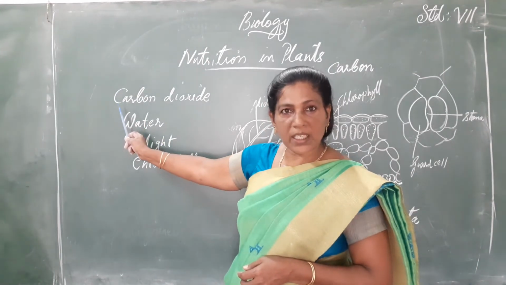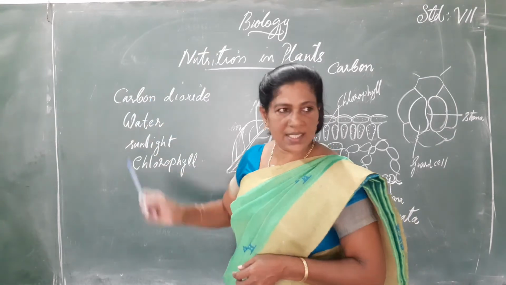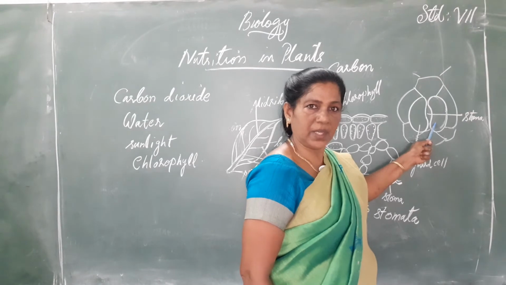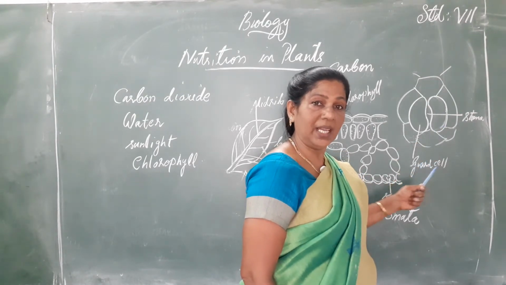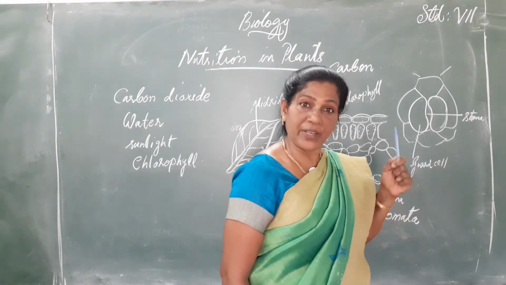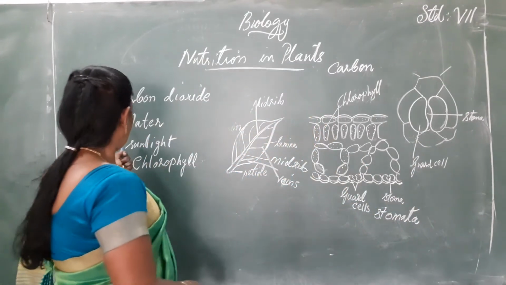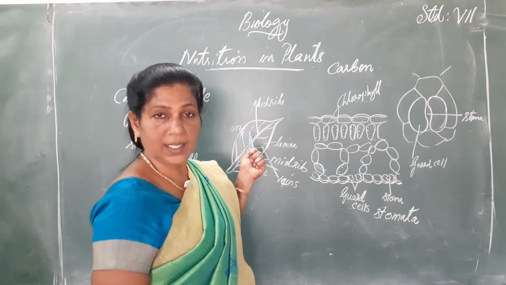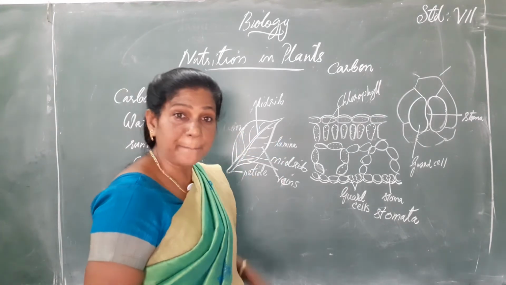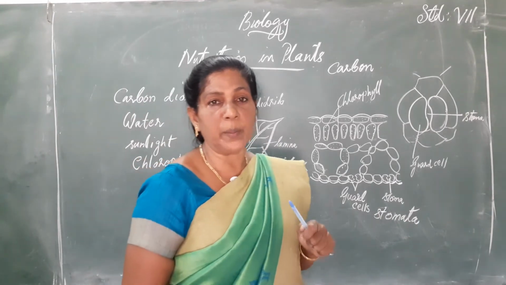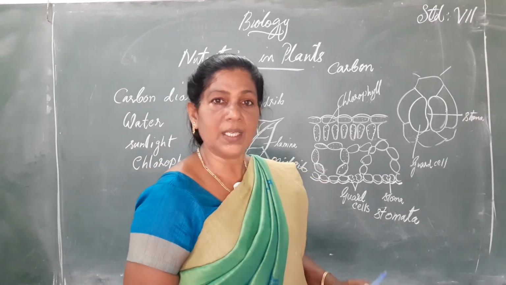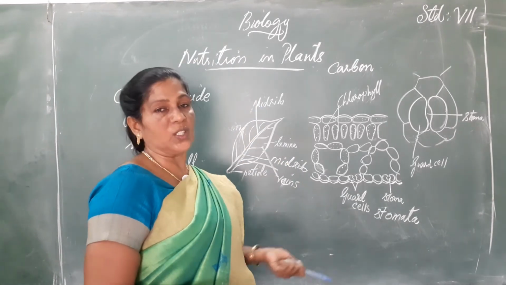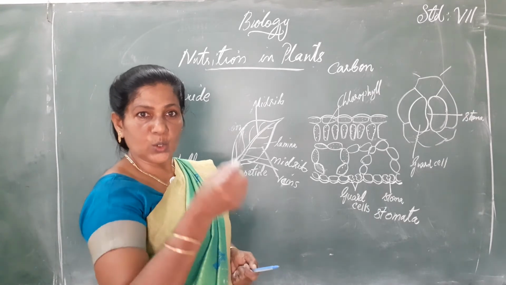The carbon dioxide necessary for photosynthesis is available to the plants through the stomata. Through the stomata, the plants absorb carbon dioxide from the atmosphere. And how does the plant get water? The plants get water from the soil, which is absorbed by the roots of the plant, and from the roots the water is transported to other parts of the plant through tubes and vessels.